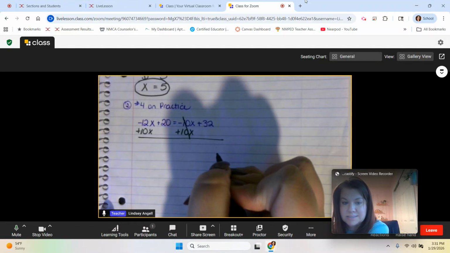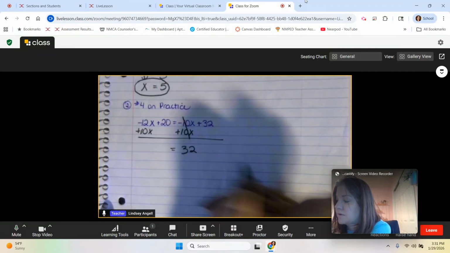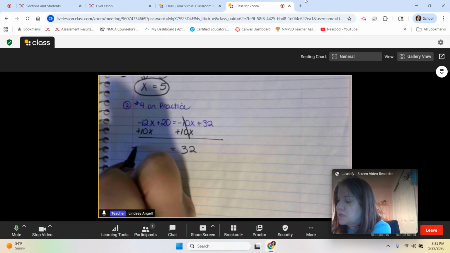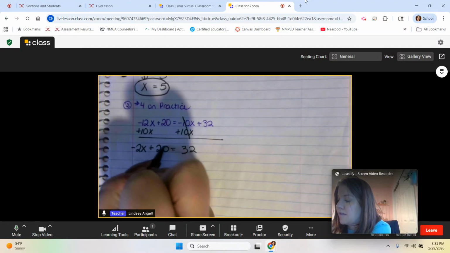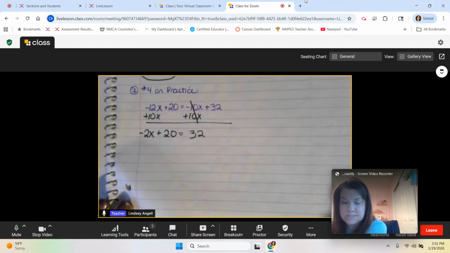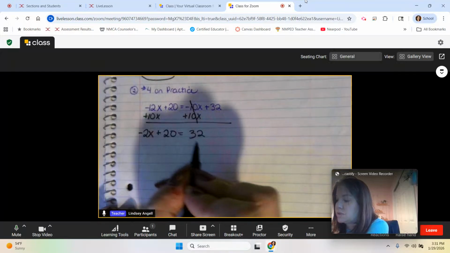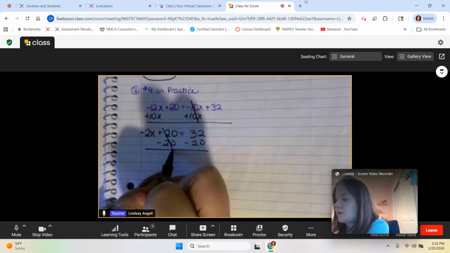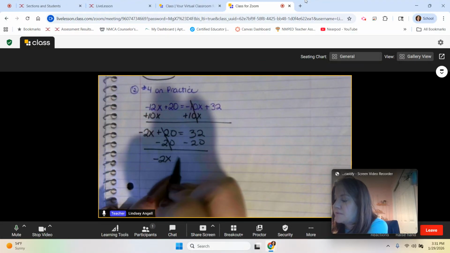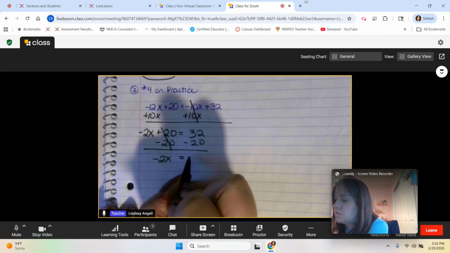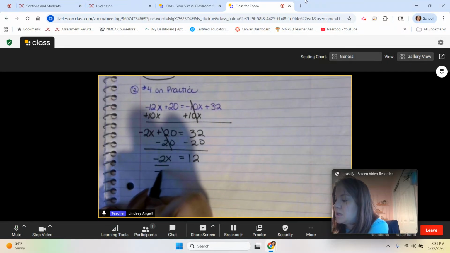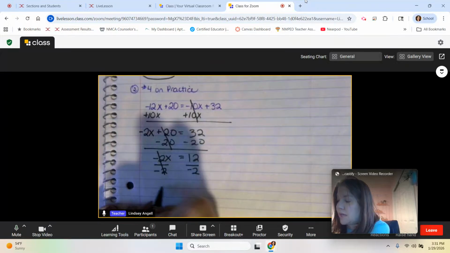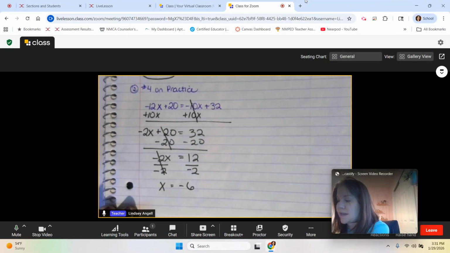Negative 10x plus 10x is 0, so those cancel on the right. So we're left with 32. And then negative 12x plus 10x gives me negative 2x. And then we still have plus 20. Just like the last one, we're down to a two-step equation. I'm going to subtract 20 from both sides. 20 minus 20 is 0, so those cancel. On the left, we have negative 2x equals, and then 32 minus 20 is 12. Divide both sides by negative 2, because that is the opposite of multiplying by 2. They'll cancel, and then we have x equals negative 6.